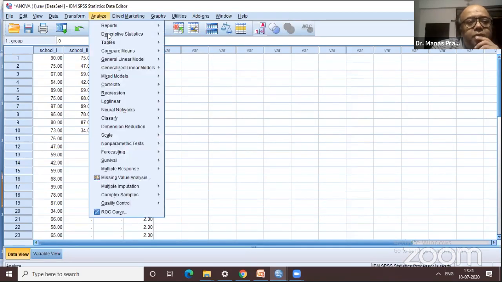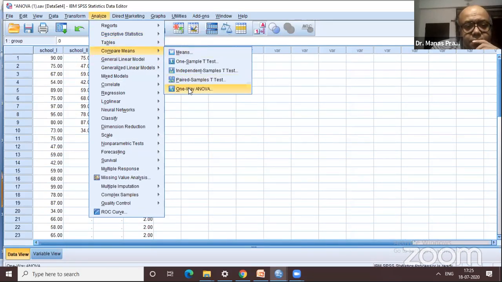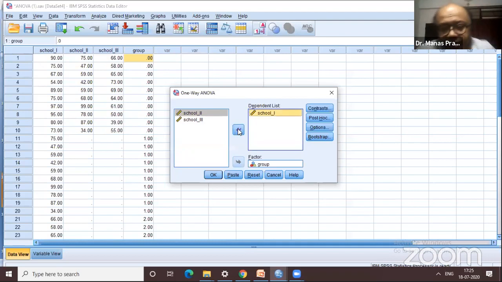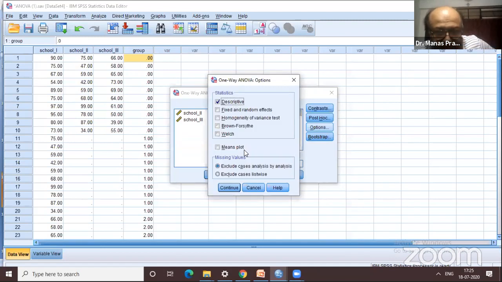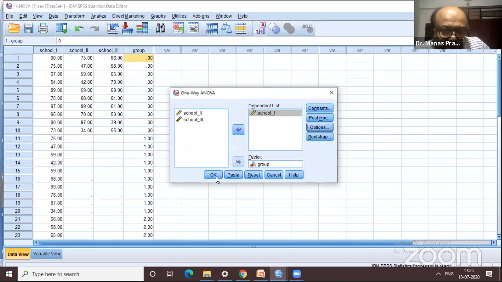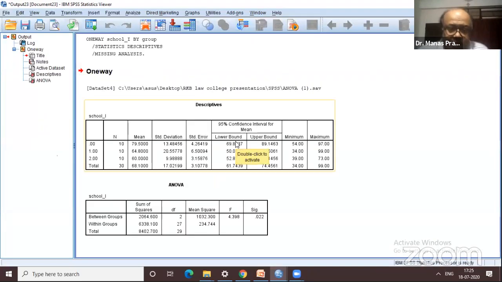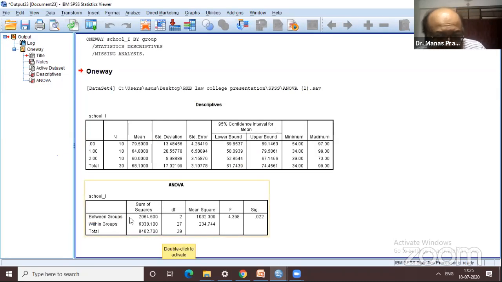Then to analyze, compare means, one way ANOVA. Then we have to put the variable here and the grouping variable here. Then you can give descriptive statistics. Select descriptive statistics, click OK. So this is the ANOVA table, the one-way analysis of variance table. And this is the between sums of squares, within sums of squares.